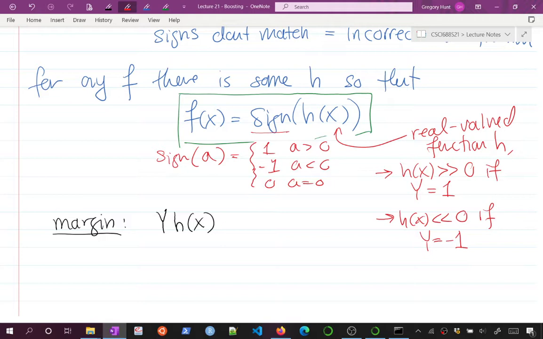So while f of x just tells us 1 or negative 1, it doesn't give us a strength. h of x tells us the strength of it. And so we can look at what's called the margin, and the margin of a classifier, written in this parameterization, is y times h of x. Notice that this thing is bigger than 0, that is, the signs match, if we have a correct classification.